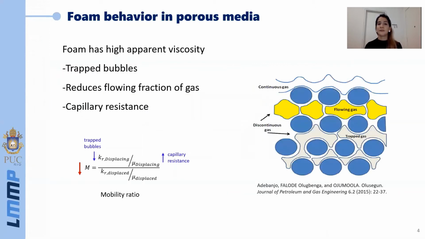Foam can behave in different ways inside the porous media. We can have a continuous gas path. We can have bubbles flowing. This is called a bubble train. And we can have gas trapped in bubbles here. The foam has higher apparent viscosity by trapping gas in bubbles, reducing the flowing fraction of gas, and providing capillary resistance to the flow. So the idea is to reduce the mobility ratio by reducing the relative permeability of the displacing phase and increasing the viscosity.